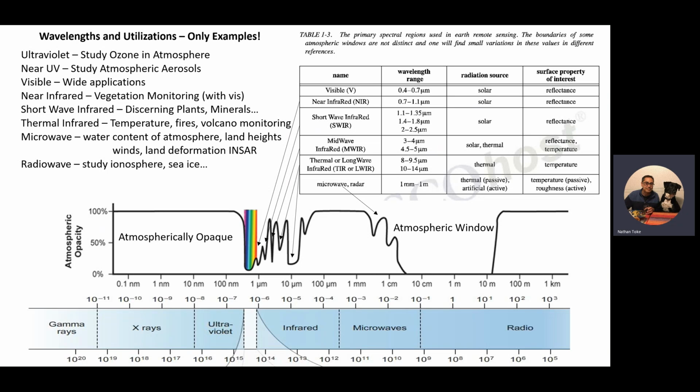Microwave can also be used, with kind of an active sensor, to measure land heights, potentially track winds, and measure changes in the Earth's surface, land deformation, using radar, essentially. And then radio waves are useful for looking at things like sea ice and to study the ionosphere part of the atmosphere.